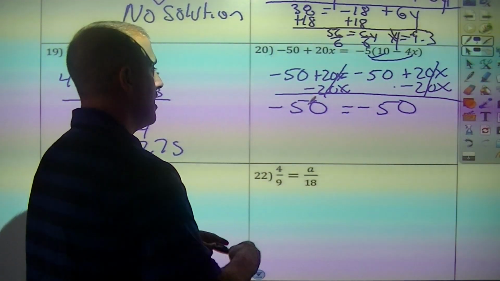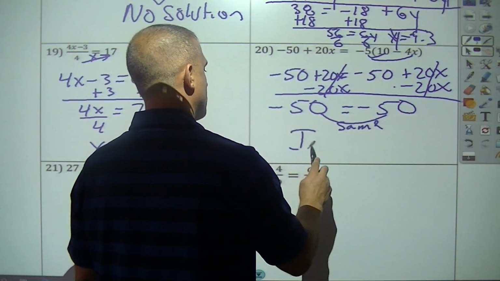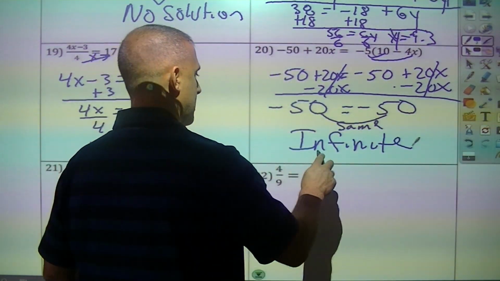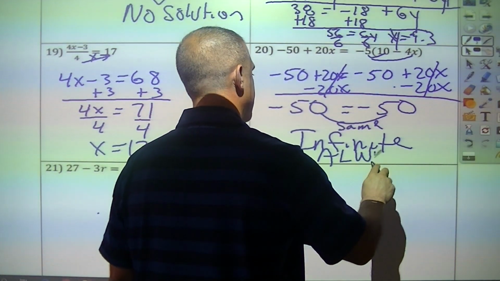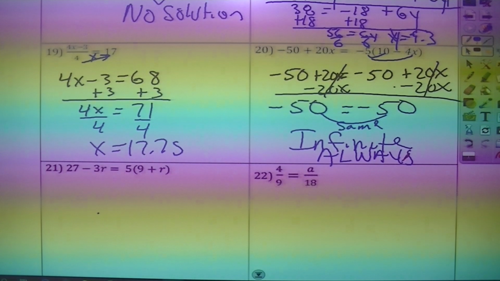Now here's the difference. If you notice, these are the same. So this is going to be infinite solutions. And here's why. Infinite means always. Does negative 50 equal negative 50? Always. That's why it's that.